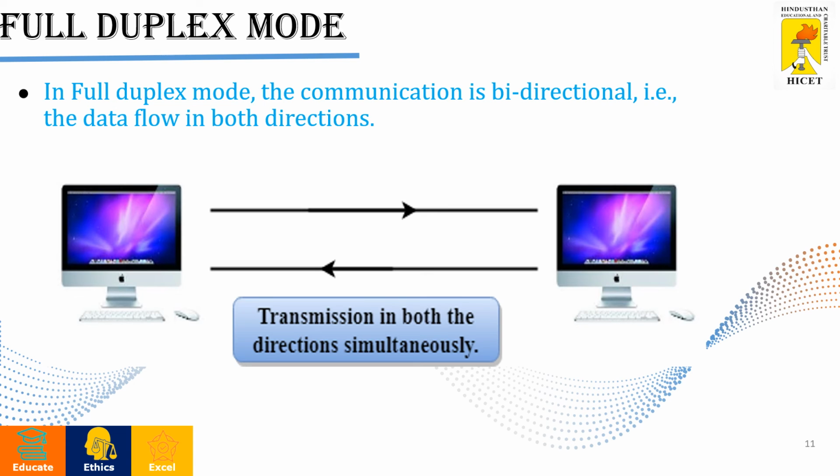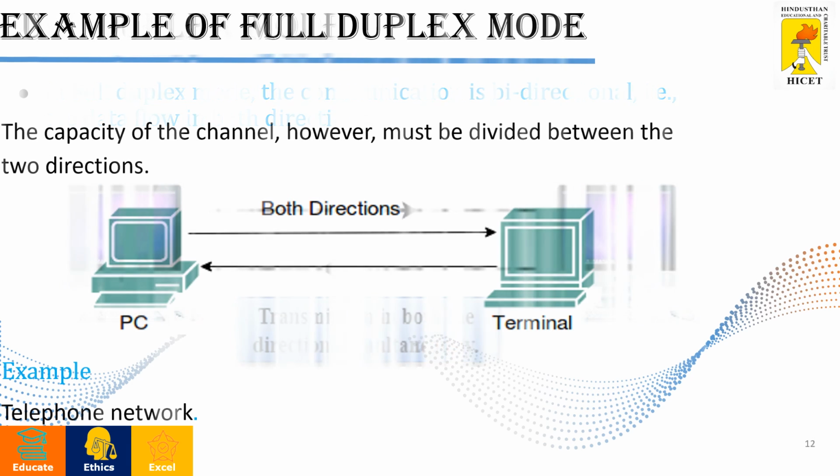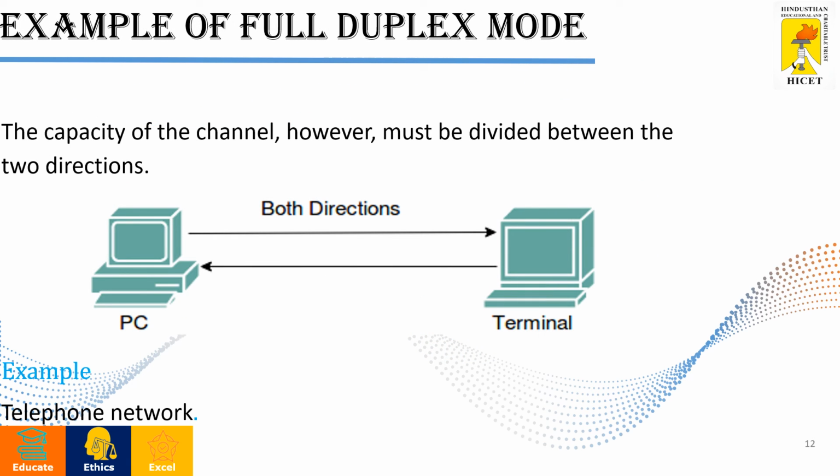The full duplex mode is the fastest communication between the devices. The most common example of the full duplex mode is the telephone network. When two people are communicating with each other by a telephone line, both can talk and listen at the same time.